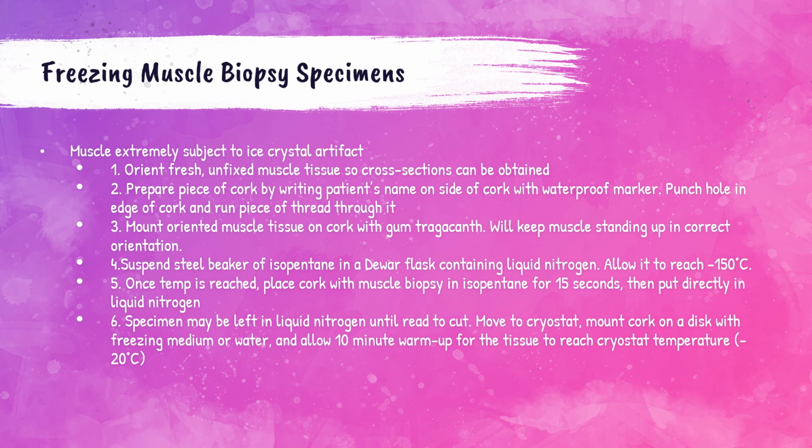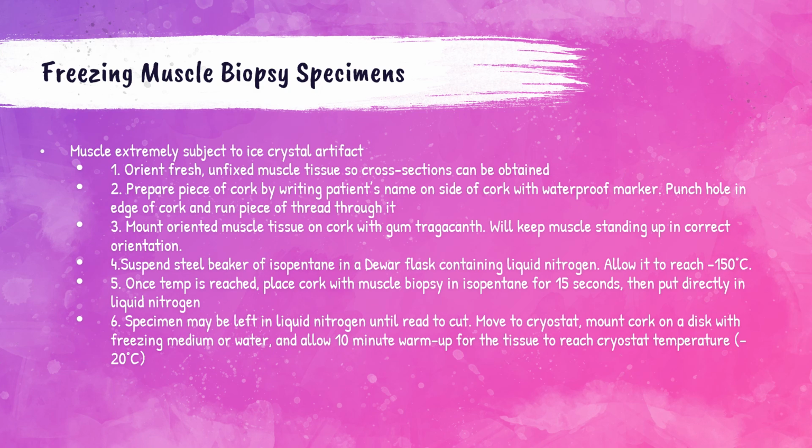Then suspend a steel beaker of isopentane in a dewar flask that contains liquid nitrogen. The isopentane should reach a temperature of negative 150 degrees Celsius, and you must ensure this by using a thermometer. So this is a critical step in preventing ice crystal artifact. After the isopentane reaches this desired temperature, the cork with the muscle biopsy specimen should be placed into the isopentane for 15 seconds. After that 15-second mark, it should be put directly into liquid nitrogen.